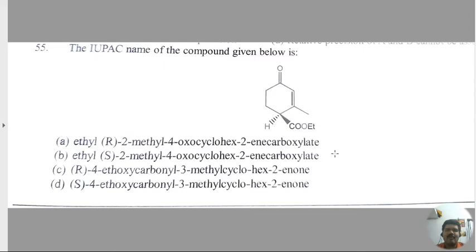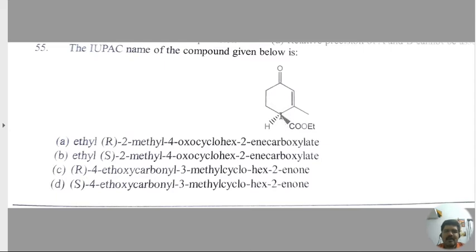Here you are given a compound which has a carbonyl group, a ketonyl group, a double bond, and an ester group. First of all, you look at the options given here. First of all, you need to assign whether it is R or S. First you look at this carbon, this is your chiral carbon. Here we need to assign R or S.